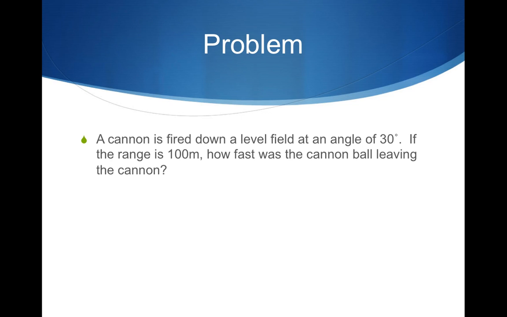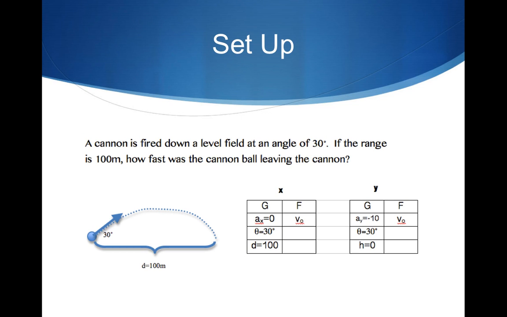Well, first let's set this up. This is a really intimidating problem because it doesn't give you an awful lot of numbers. You know the angle and you know the range, but there are other things you do know. For example, you know the accelerations, and in this case I've made a_y negative because I'm making up positive. You also know that the height is 0 because it's down a level playing field.